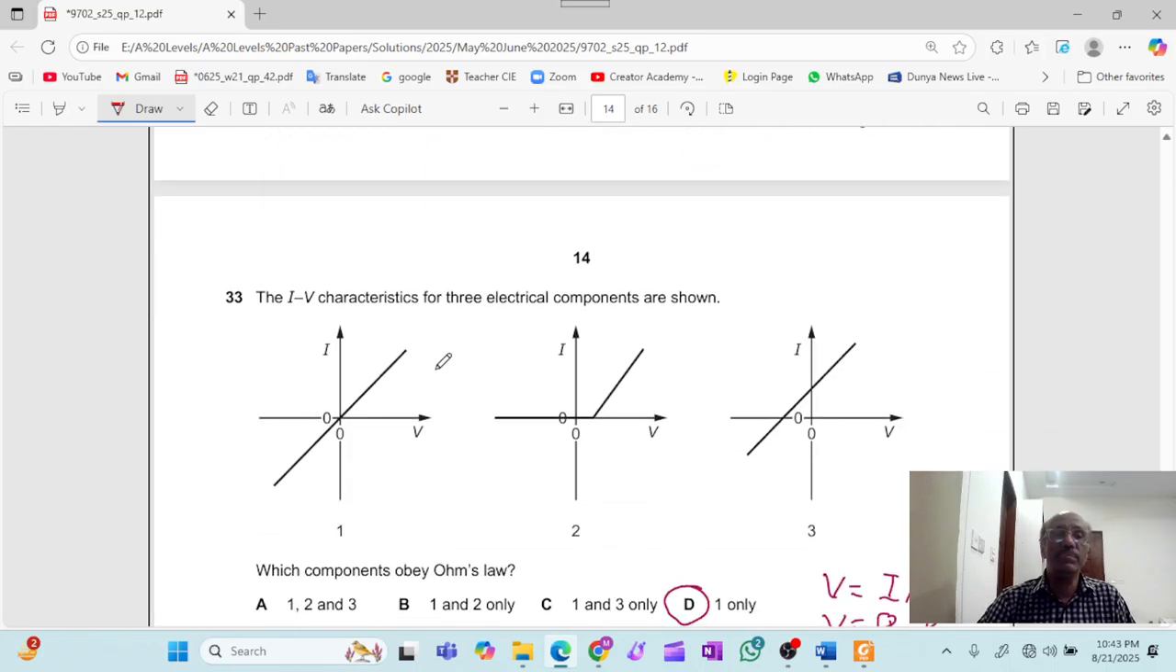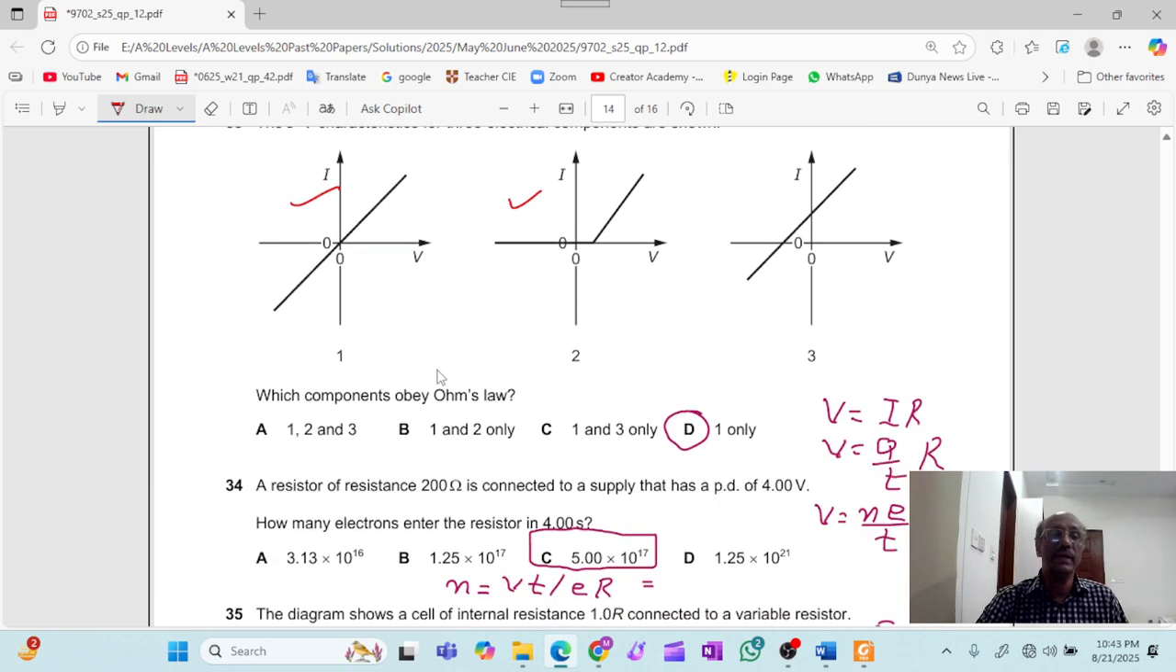Then again, a very simple question, three components. So this graph is for the ohmic conductor, this graph is for the diode. So which object will obey Ohm's law, on a straight line only, that is passing through the origin for the IV graph? So option D is the valid option.